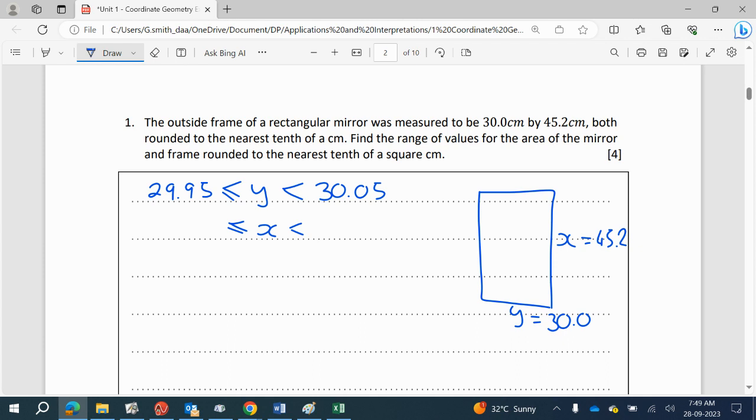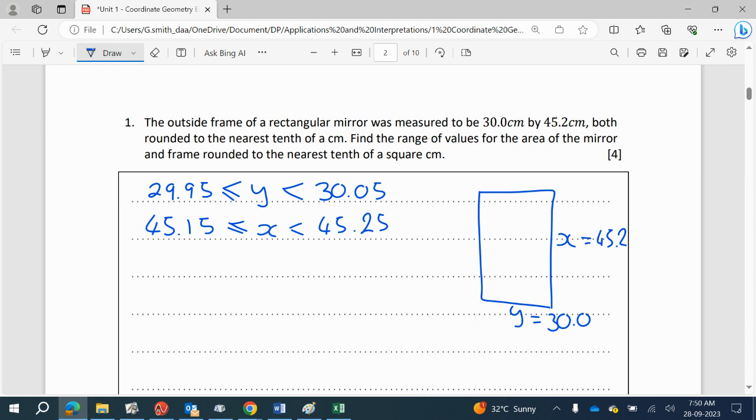You answered it. What is it? Okay, so what is the next value down? It's going to be 45.15. What is the next value up? 45.25. So this is the range of possible values.